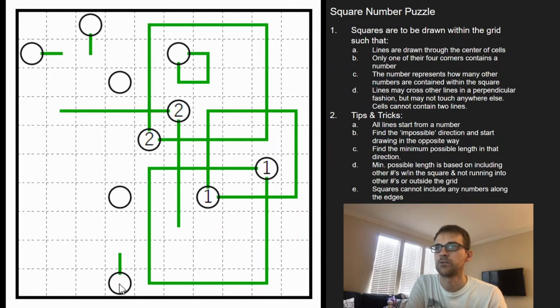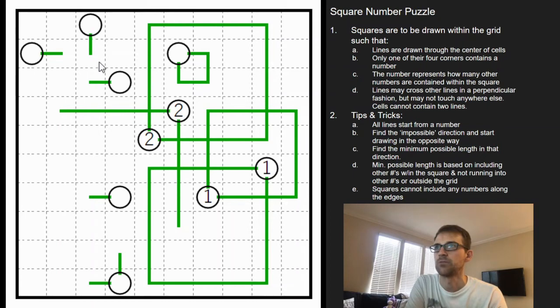This circle here can't come to the right because it would run into this other square. Oops. So it has to come to the left. This can't come to the right because that's going to run into that square, or that number. So we have to come to the left. Same thing here. This can't go to the right because it runs into this square. If it goes any further, it runs parallel with that other square. So it has to come to the left.